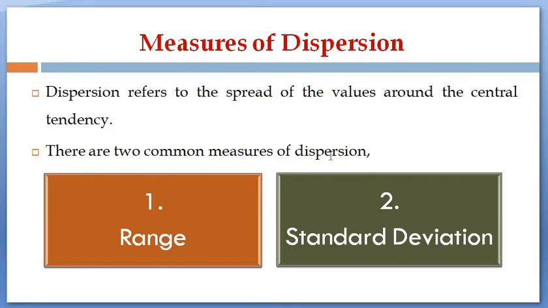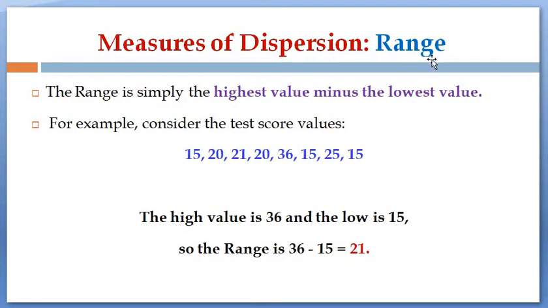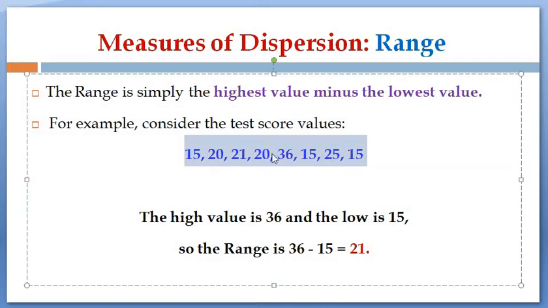There are two common measures of dispersion, that is range and standard deviation. Also there is one more, that is variance. We'll see what the range is. The range is simply the highest value minus the lowest value in the data set. Here the highest value is 36 and the lowest value is 15, so my range is 36 minus 15, that is 21. So range is calculated in this way, the highest value minus the lowest value.